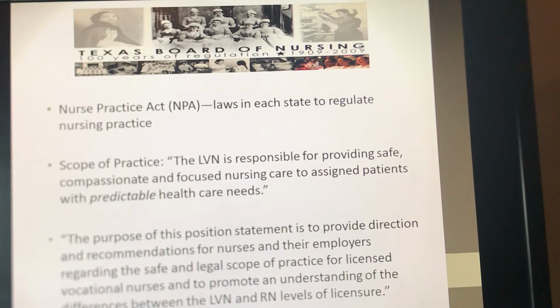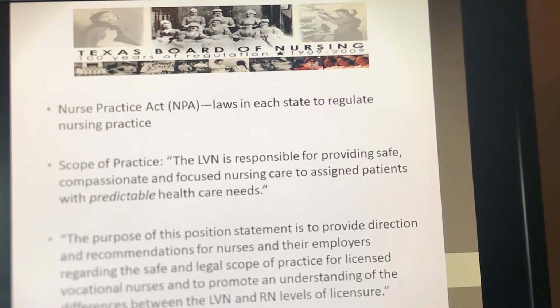The purpose of the statement is to provide direction and recommendations for nurses and their employers regarding safe and legal scope of practice for LVNs, and to promote an understanding of the differences between the LVN and the RN and what we can and cannot do. That's important because once you start working, you may be placed in a position where you're asked to do something outside your legal scope of practice.